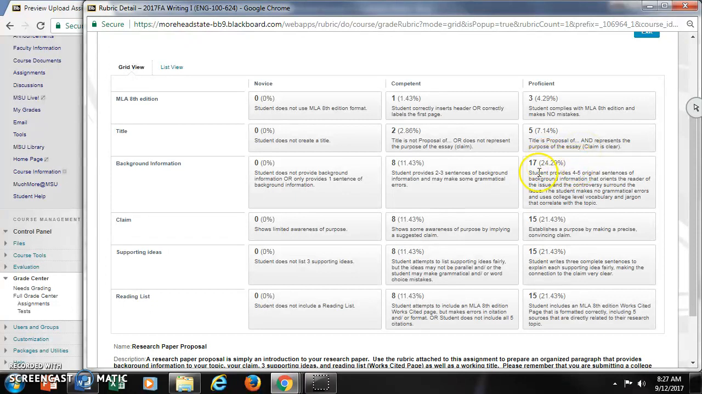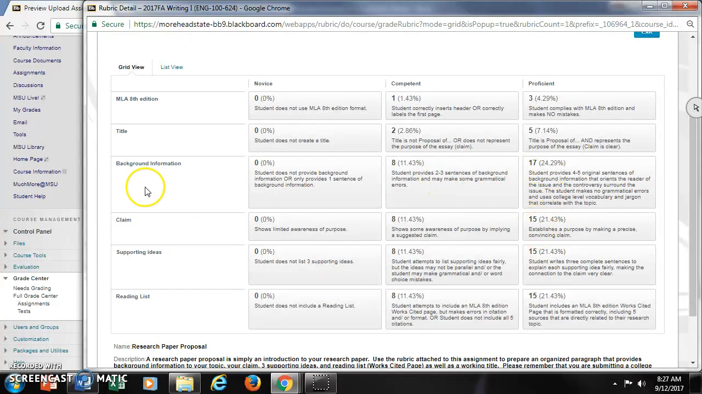Background information. Student provides 4 to 5 original sentences of background information that orients the reader of the issue and the controversy surrounding it. The student makes no grammatical errors and uses college-level vocabulary and jargon that correlate with the topic. Notice, if you do not write 4 to 5 sentences of background information in your proposal, I have to score you an 8 as long as you have 2 to 3 sentences.